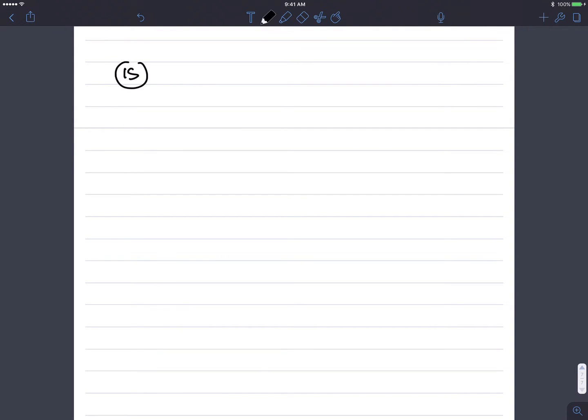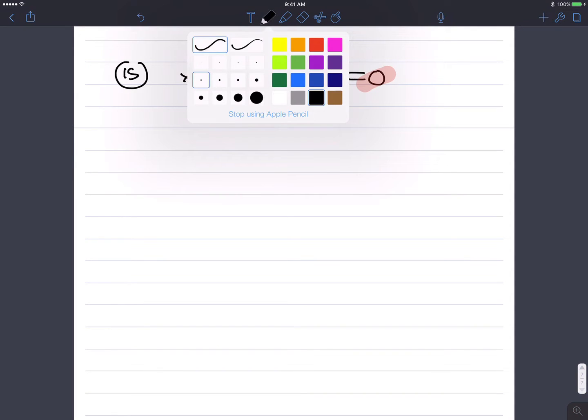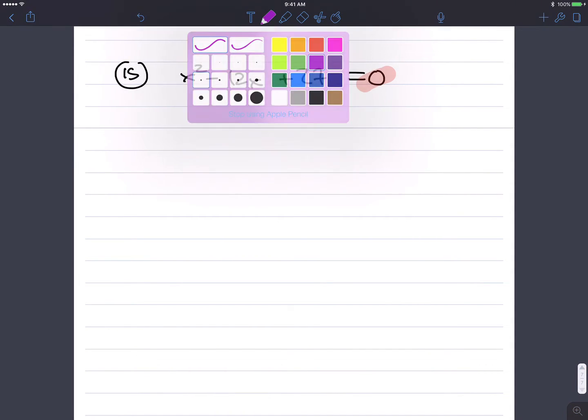Let's see. Example 15. X squared minus 12x plus 27 is 0. So again, I have my 0, but I don't have a product. So I guess I have to what? I'm going to have to factor.